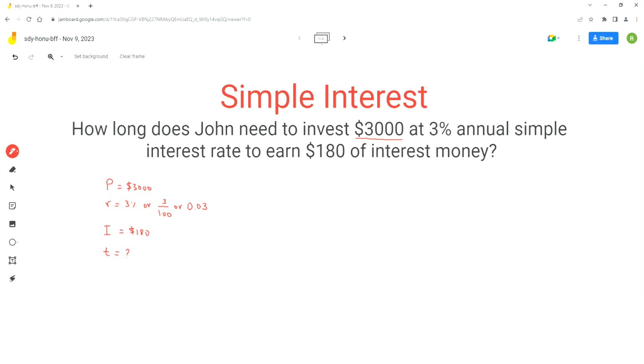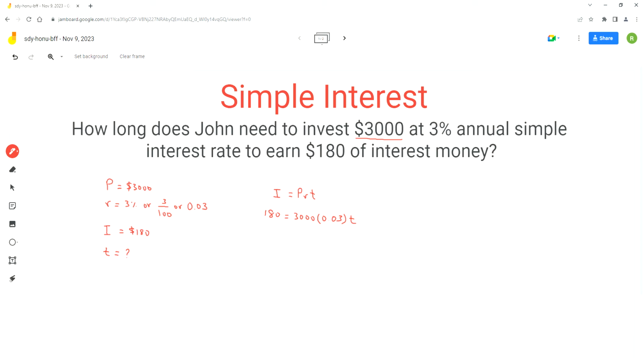Now the formula that we use for simple interest is I equals P R T. So in this formula, I is the interest income or the interest earned or interest paid, P is the principal amount, R is the interest rate in decimal form, and T is the time in years. So now we can just sub in the values that we just listed. So we know I is 180, P is 3000, R is 0.03 times time, which is the unknown quantity.